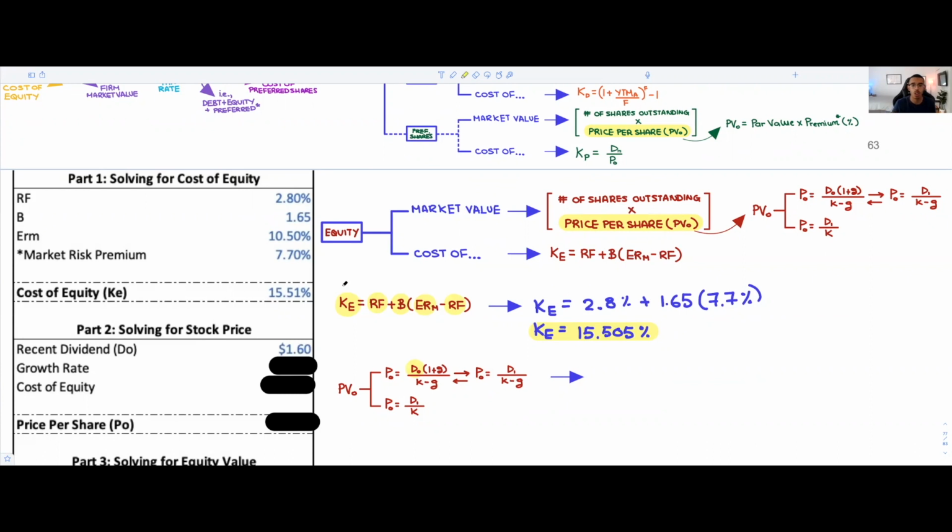What's really awesome is that we also have our K, which is our cost of equity. So we have that as well, which is 15.505 or 15.51, that's up to you. And in the question, they also gave us our growth rate, and the growth rate here is 3.5%. If you read the question, remember how we highlighted things together, it's 3.5%. So now all that we need to do is plug that into our formula.